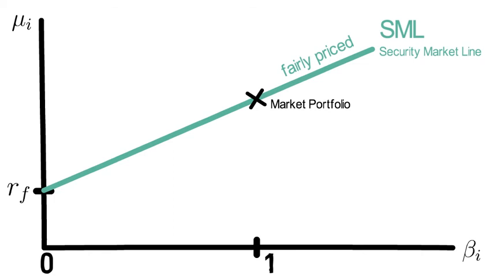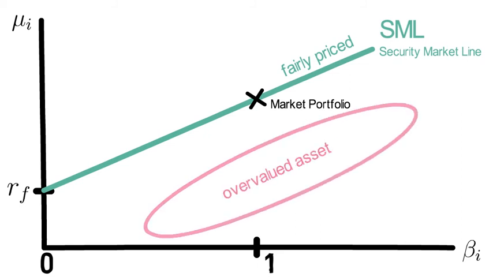Notice, an overvalued asset would have a discount rate mu that is below the security market line. Its discount rate is too low relative to the CAPM, and hence its price is too high, which means the asset is overvalued.